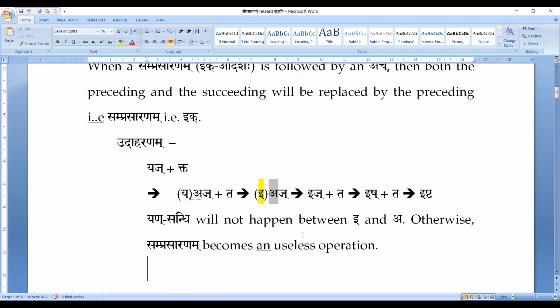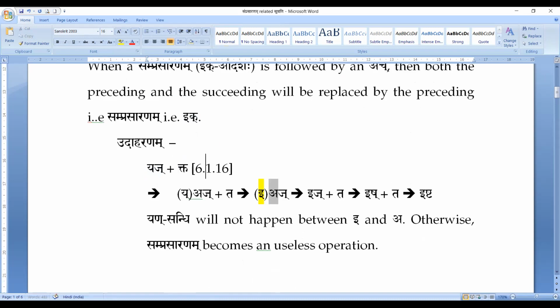Now seeing the example, Yaj dhatu plus Ta pratyaya. Yaj dhatu will undergo Samprasaranam. That much you need to know. Vachisvapi yajadinam kiti sutra is there, and by that it will happen. That sutra is out of scope now. For discussion now, it is not required.